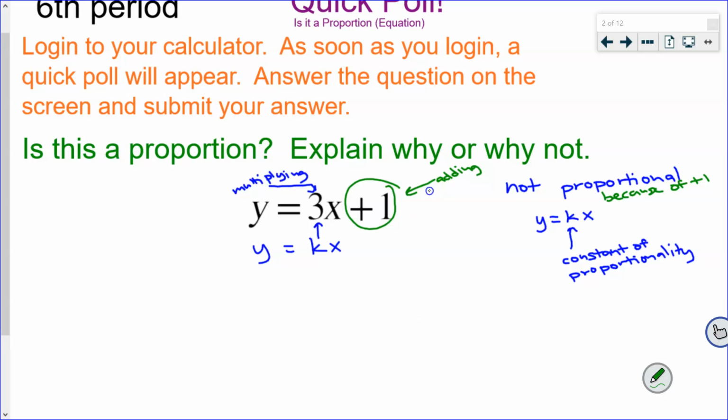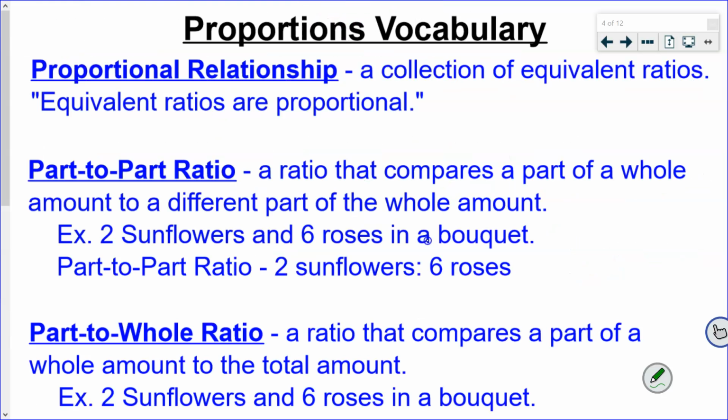So when we have this extra thing here, this adding, or if it were subtracting, that would make it not proportional. Before we dive into our lesson, I want to review some proportional vocabulary. Again, we're going to be testing very soon, and so these are all the vocabulary words that we have been talking about, things that are going to be coming up on our review and our test.